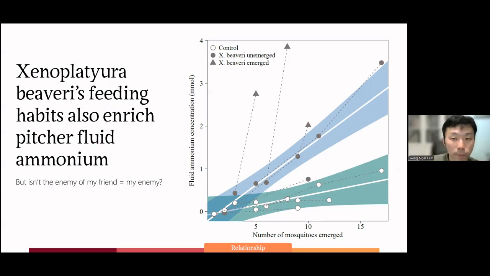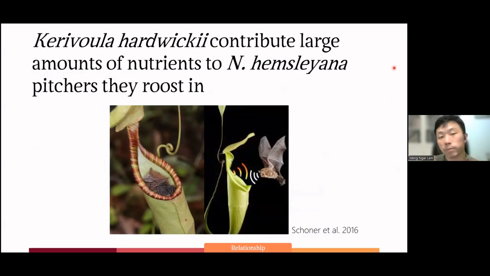I'll talk a bit about that very quickly, but I have to mention this because it's such a beautiful and impactful study that was done by Schöner and colleagues. But the bat, this facultative mutualist Kerivoula hardwickii, also does the same thing. It imports nutrients from outside, from prey that is otherwise not often captured by Nepenthes hemsleyana. It brings that in, of course, by carrying it in its digestive system and then defecating in pitchers.